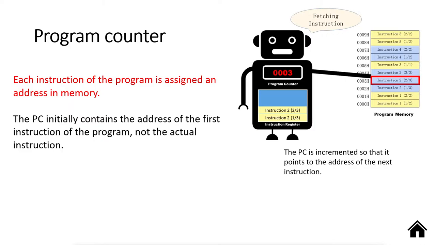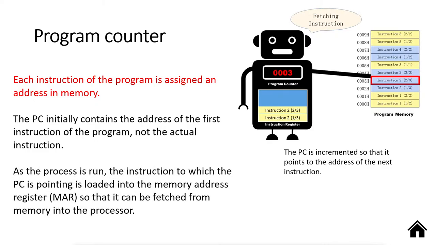So as the process is run, the instruction to which the program counter is pointing is loaded into the memory address register so that it can be fetched from memory into the processor. So in your head, what I want you to think about is the fetch, decode, execute cycle. We're using these registers to fetch our instruction. So from secondary storage, the program is brought into RAM. The program counter points to the beginning instruction. Then we store in the program counter, it points to the actual memory address. We load that into the memory address register and it goes to then fetch the data. Once we find where it's stored, then we'll pass it over to the memory data register.